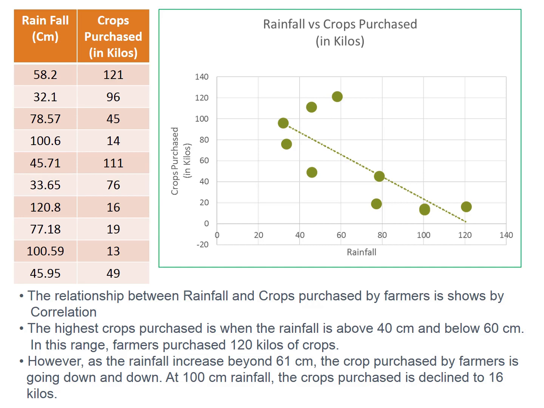The highest crops purchase is when the rainfall is above 40 cm and below 60 cm. In this range, the farmers purchase 120 kilos of crops. However, as the rainfall increases beyond 61 cm, the crop purchased by farmer is going down and down. At 100 cm rainfall, the crops purchase is declined to 16 kilos.